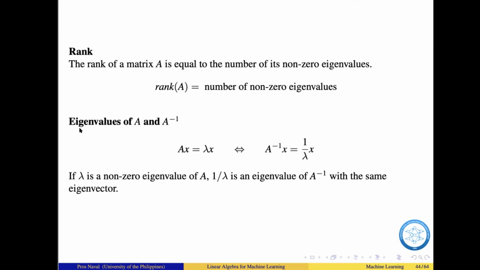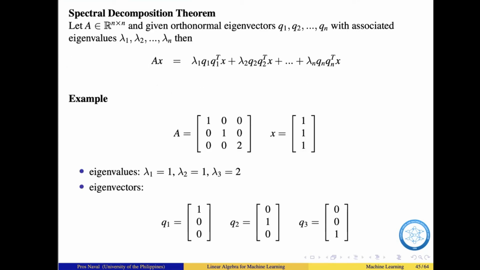How are the eigenvalues of A and its inverse related? So they are related in this manner. If lambda is a non-zero eigenvalue of A, then 1 over lambda is an eigenvalue of A inverse with the same eigenvector. So that's how the eigenvalues of A and A inverse are related. They're reciprocals of each other.